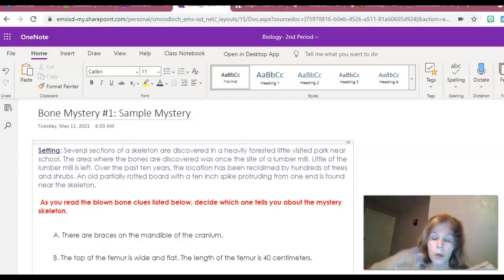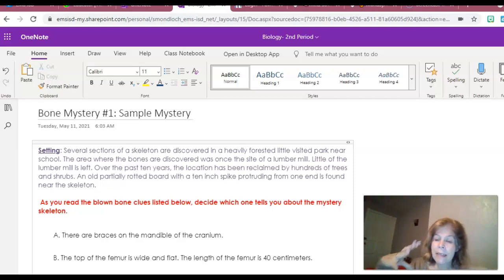So yesterday you worked backwards. You measured your height and then you used your height to calculate the length of different bones in your body. And that was to build up for our starting bone mysteries.